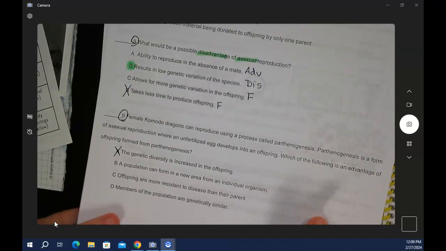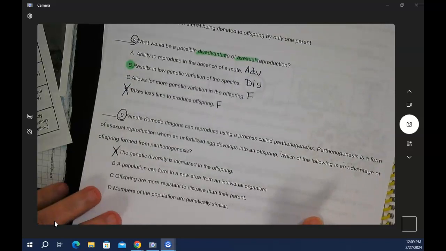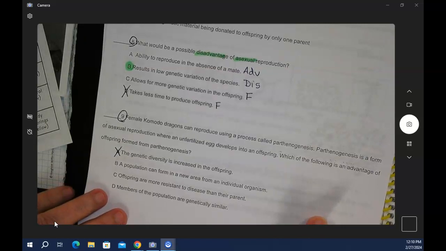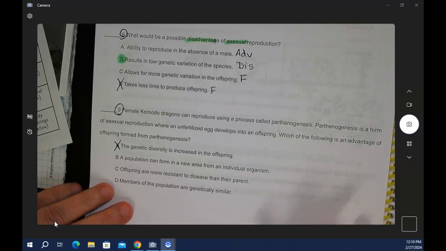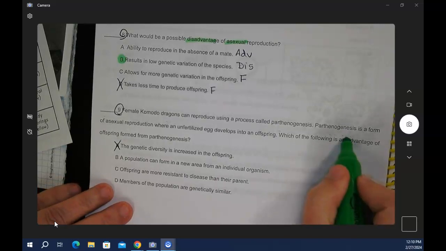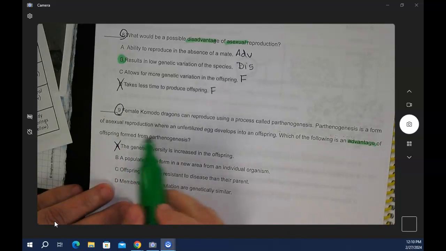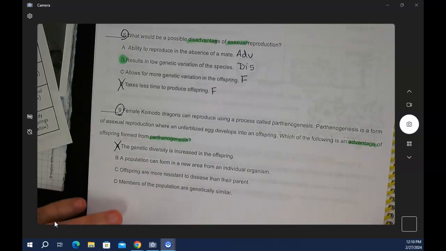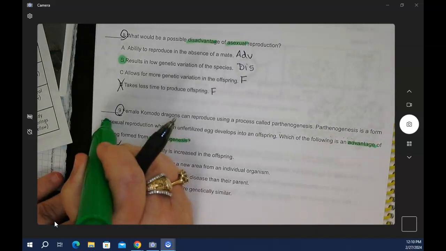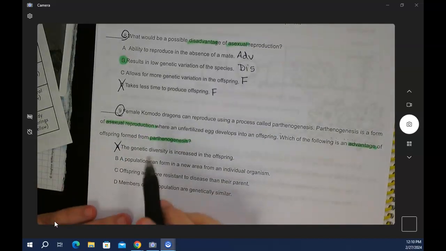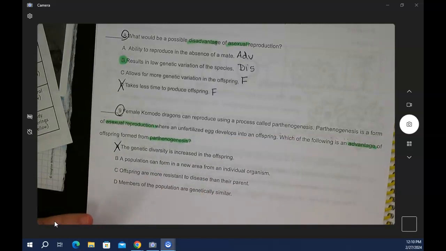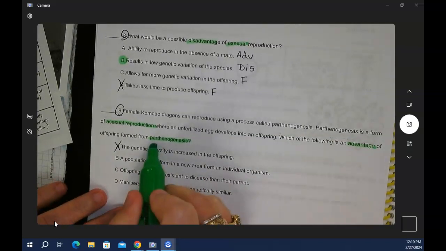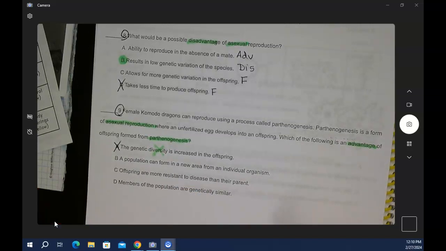Female Komodo dragons can reproduce using a process called parthenogenesis. Parthenogenesis is a form of asexual reproduction where an unfertilized egg develops into an offspring. Which of the following is an advantage of an offspring formed from parthenogenesis? Now, parthenogenesis, we said, was asexual reproduction. So this person had guessed the genetic diversity is increased in the offspring. Asexual, no genetic diversity, so it's not that. The population can form in a new area from an individual organism.